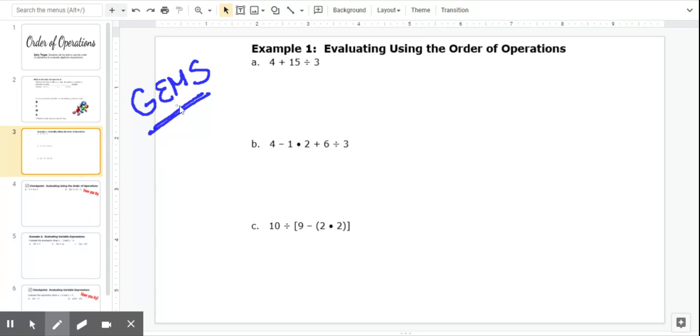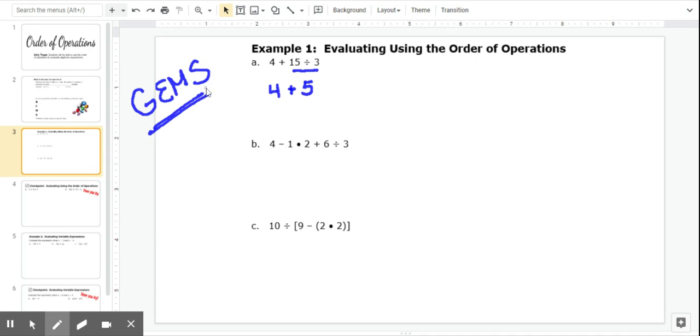E stands for exponents. I also do not have any exponents in this problem. M stands for multiply or divide in order from left to right. So I start at the left-hand side, and I'm going to stop once I see either multiplication or division. Here I see division, so this 15 divided by 3 has to be done first. 15 divided by 3 just gives me 5. Everything that I didn't do yet, the part that I did not underline, I'm just going to drop that down. So I'm going to drop down that 4 and drop down that plus.